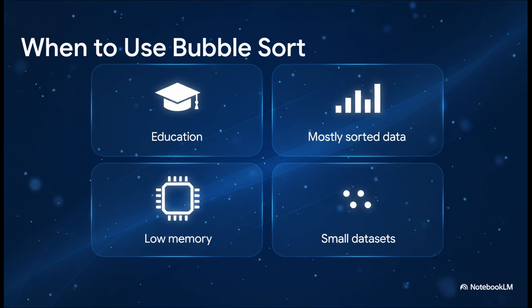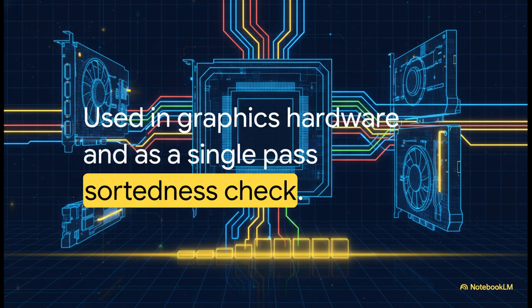And finally, small data sets. For lists with just a handful of items, the sheer simplicity of bubble sort is sometimes preferred over much more complex algorithms that bring a ton of overhead. But hey, it's not just a classroom toy. Out in the wild, you will actually see bubble sort used in specialized graphics hardware. Why? Because in certain hardware environments, that swap operation we talked about is extremely cheap to execute computationally.